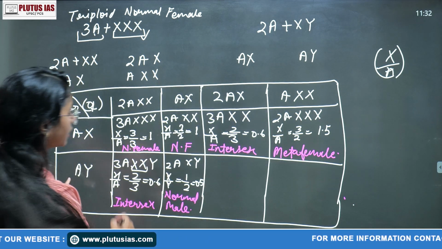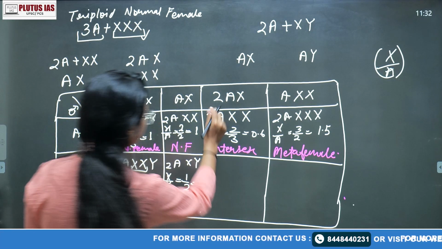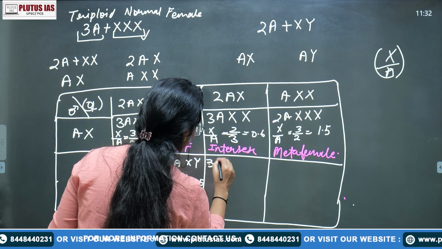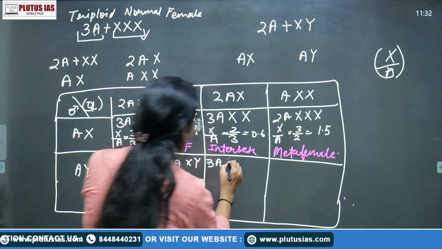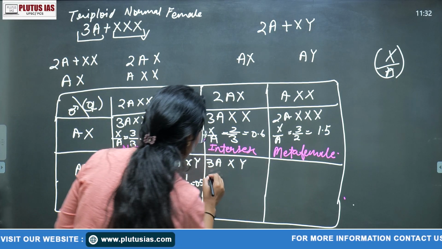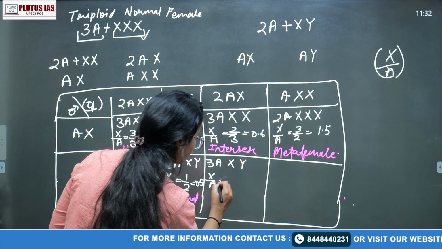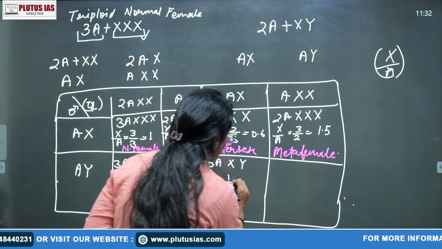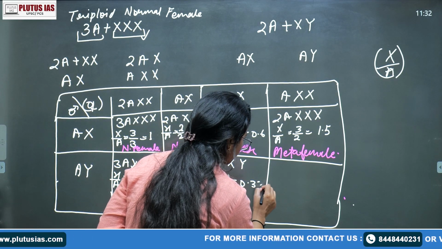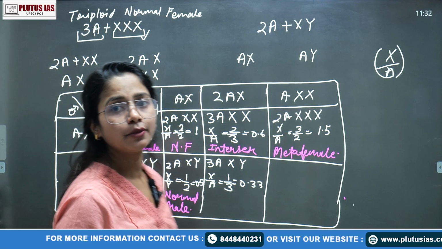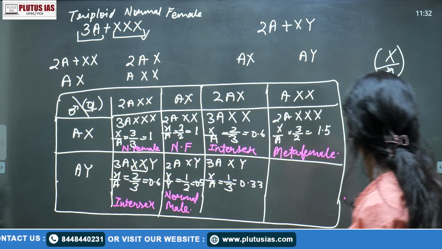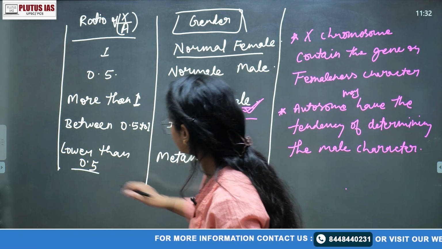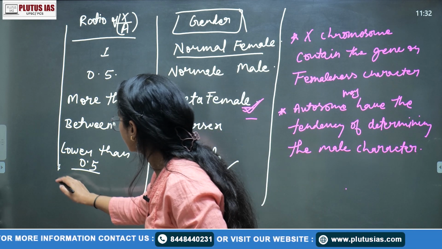The next thing is 3A, because 2A here and the 1A is here. So here we can say 3A and X and Y. So here the X upon A ratio will be 1:3, है ना? 1:3, what will be the ratio? 0.333. So lower than 0.5 it is becoming your meta male. Where it is lower than 0.5 it is your meta male, है ना?